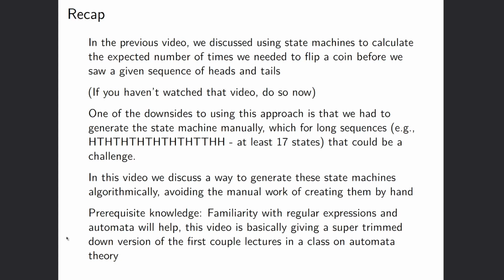But one of the downsides we saw to this approach is that we had to generate these state machines manually, which for really long sequences, like this one here of H's and T's, heads and tails, which has at least 17 states, right? Because there are 17 characters, I think. That could end up being a challenge, and it could be a bottleneck in our process.